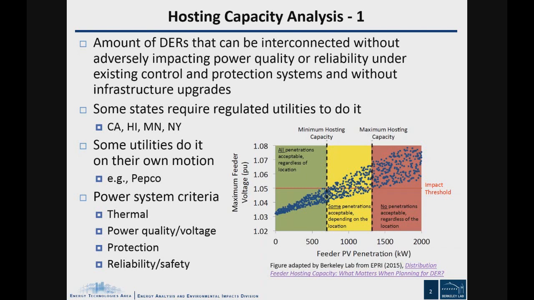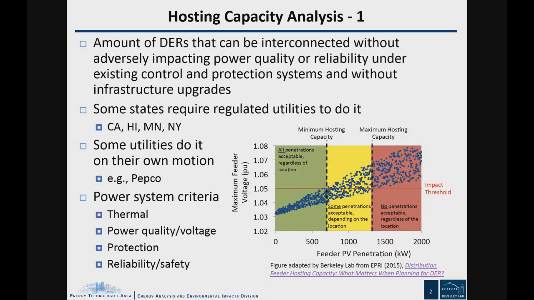I'm not an engineer, but my friends who are engineers tell me that there are 4 main power system criteria we need to pay attention to when trying to determine how much solar PV and other distributed resources we can interconnect at a feeder level, or a section of a feeder: thermal, power quality and voltage, protection and reliability, and safety.